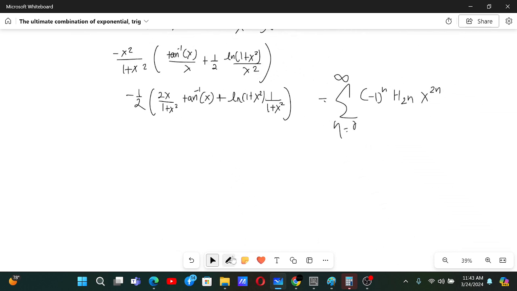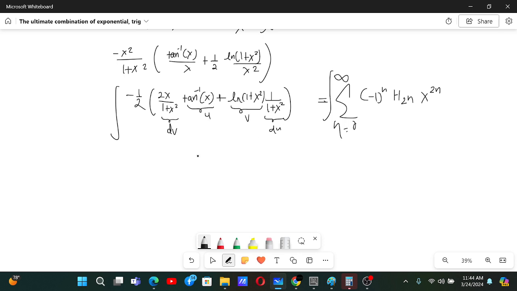Now let's integrate both expressions, and notice that this thing over here is in product rule. Basically, if this is u and this is v, its derivative dv is here, 1 by 1 plus x square, and 2x, its derivative du is here. So this is in product rule, that is in duv. That's why the integral is easier: minus 1 by 2, and then u is tan inverse x, and v is ln of 1 plus x square.